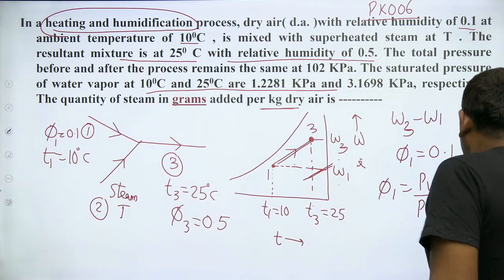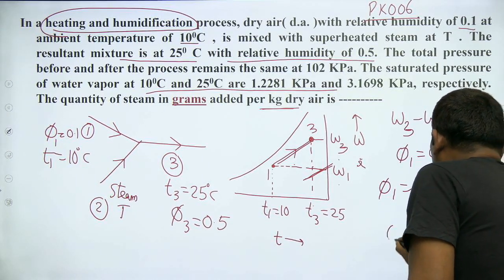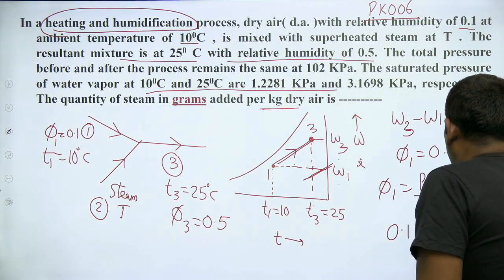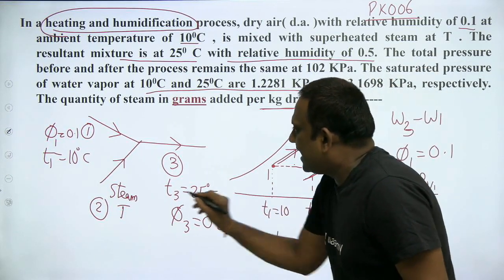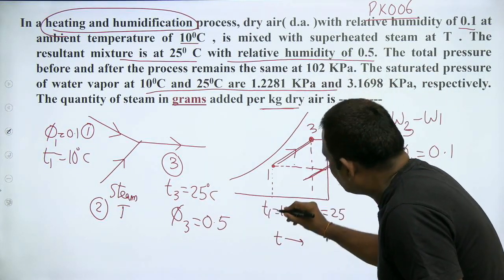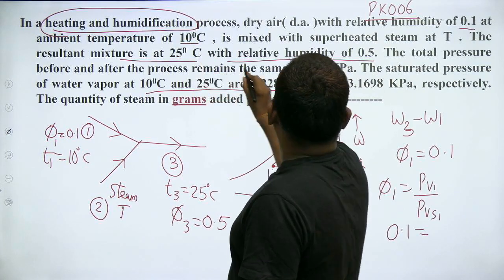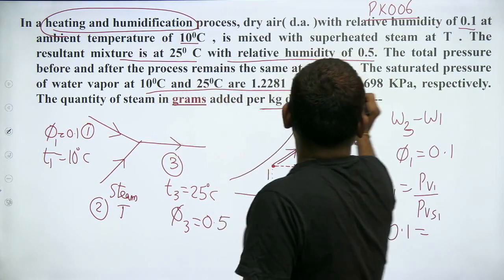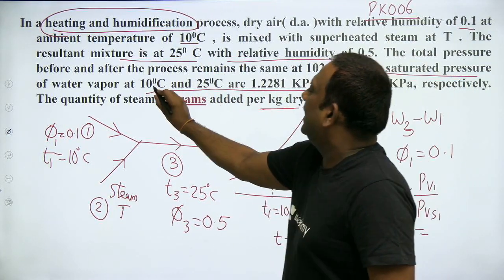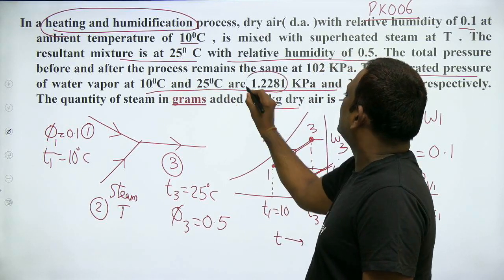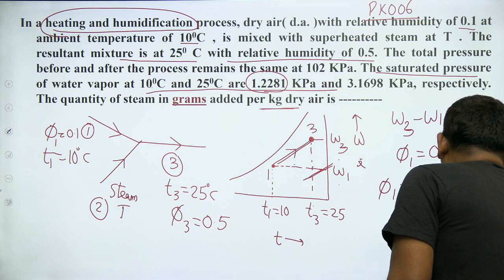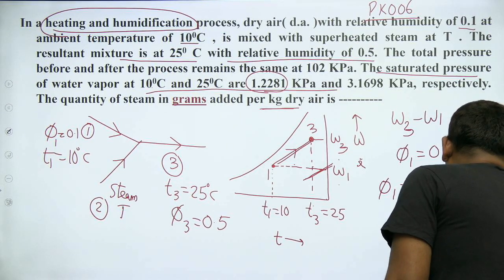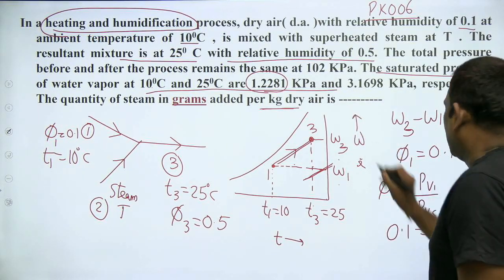Chalo. Now the relative humidity is given as 0.1, PV1 by PVS1. Here we write 1. So look at what is the temperature at 1. The temperature at 1 is 10 degrees centigrade. So at 10 degrees centigrade, the saturation pressure at 10 and 25, at 10 it is 1.2281. See the unit, that is in kilopascal.